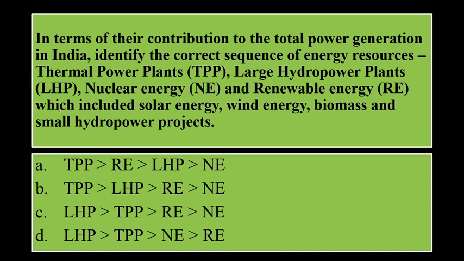In terms of their contribution to the total power generation in India, identify the correct sequence of energy resources: thermal power plant, which is denoted by TPP, large hydropower plants, which is LHP, nuclear energy, which is NE, and renewable energy, which is RE, which includes solar energy. Renewable energy में solar energy भी आती है, wind energy भी आ रही है, biomass भी आ रही है, और small hydropower projects भी आ रहे हैं. सो अगर हम यहाँ पे सीक्वेंस देखें एनर्जी रिसोर्सेज का, तो सबसे ज़्यादा जो कंट्रीब्यूशन है वो थर्मल पावर प्लांट्स का है. देन कम्स द रिन्यूएबल एनर्जी, देन कम्स द लार्ज हाइड्रो पावर प्लांट्स, एंड द लास्ट वन इज द न्यूक्लियर एनर्जी. सो द ऑप्शन ए इज़ द करेक्ट आंसर ओवर हियर.